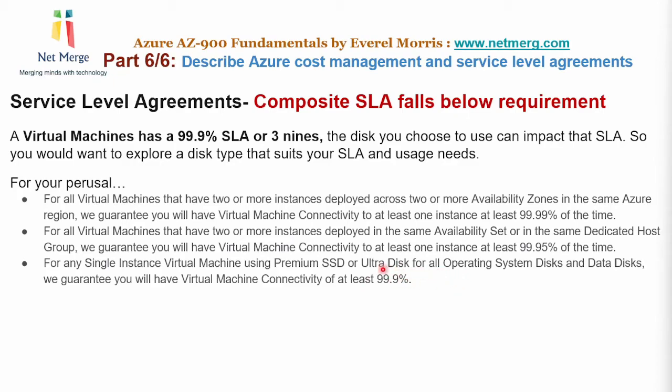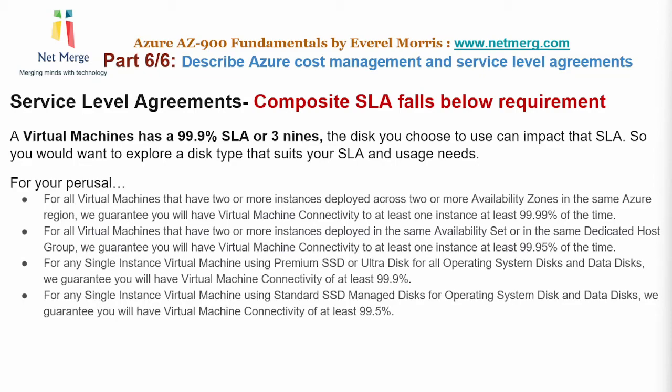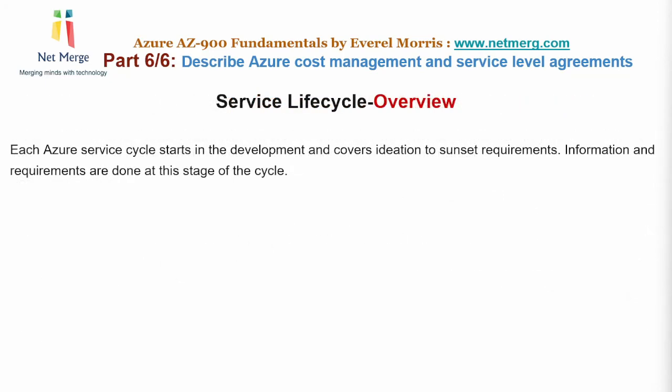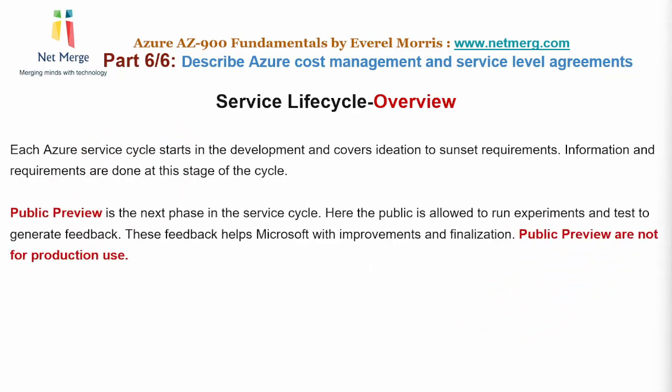What I want to draw attention to, if you remember, before we were told by Microsoft that you cannot and you should not use Ultra Disk for operating systems. So I'm not sure why it is included in this equation. It's a bit confusing, but the rest of the composite SLAs are just for your perusal. You could just look at them at your will. I won't be going through them, and I'm going to be moving on from here. I just want to give you some examples of different SLAs and different disk types that you could familiarize yourself with for the exam. Now let's look at the service life cycle.